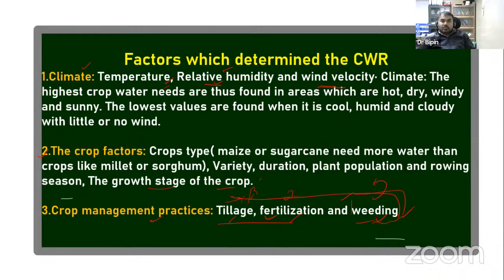What is transpiration coefficient? Can anyone tell? Transpiration coefficient means that for producing a gram of dry matter, a weed will transpire more water to produce a gram of biomass as compared to your crop.